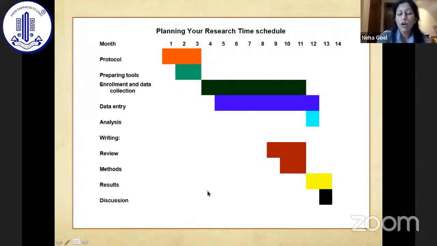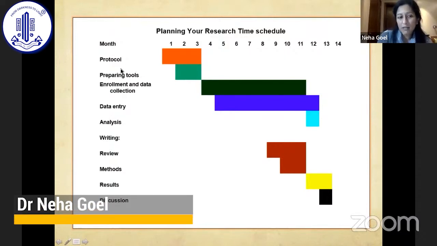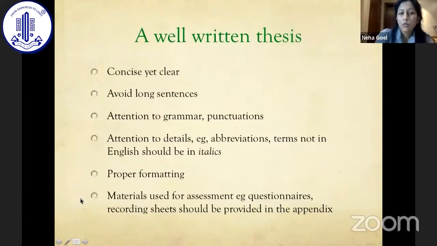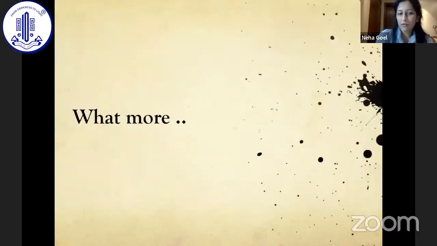So like I said, while writing the protocol, you must pay attention to the statistics, to the materials and methods. And once you're writing the thesis, the discussion is probably the most important part. So a well-written thesis has attention to grammar, punctuation, otherwise it puts a bad impression on the person who's reading it, attention to detail, and then in the appendix you should have all the questionnaires, etc.